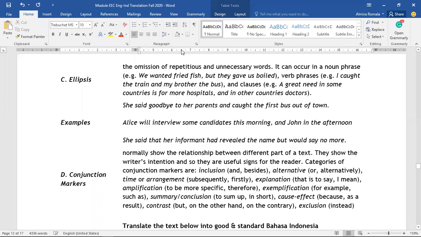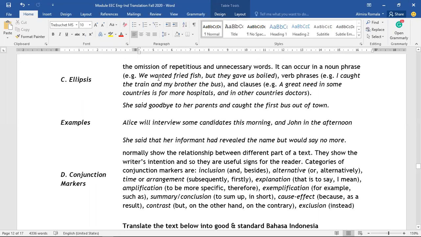So let's continue with the next cohesive device. The third one is ellipsis. Ellipsis is quite different from the previous devices. It is the omission or deletion of repetitious and unnecessary words. It can occur in a noun phrase.